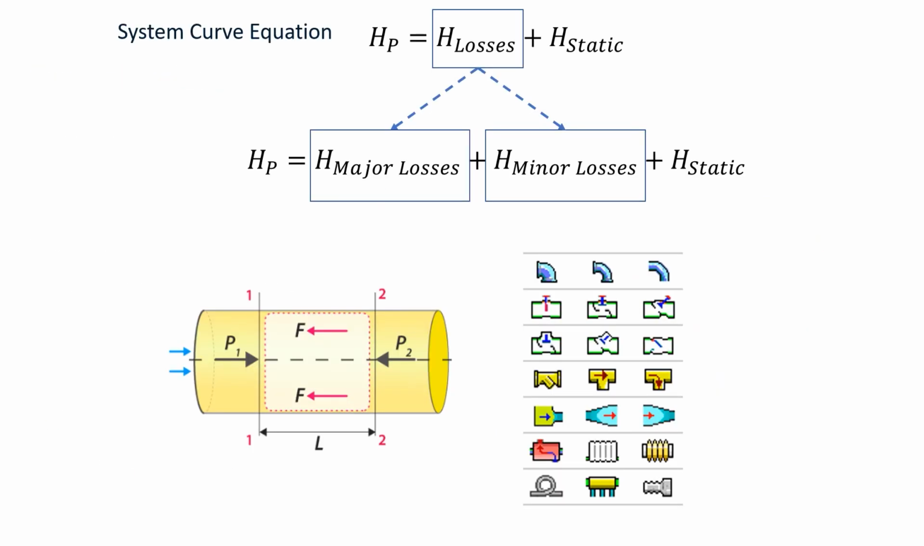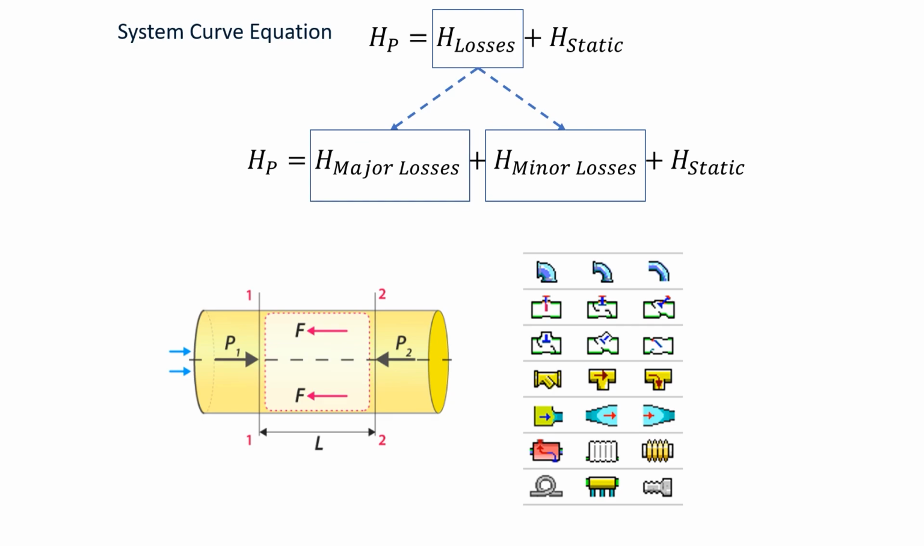So the head of the pump is equal to the losses head plus the static head. Now, the frictional losses in the system can be classified into major losses and minor losses. Major losses are because of the pipe friction, which is basically the interaction of the fluid with the pipe wall. The rougher the pipe, the higher the friction. And friction depends on the average velocity of the fluid within the pipe, the viscosity of the fluid, and it also depends on the pipe surface roughness.